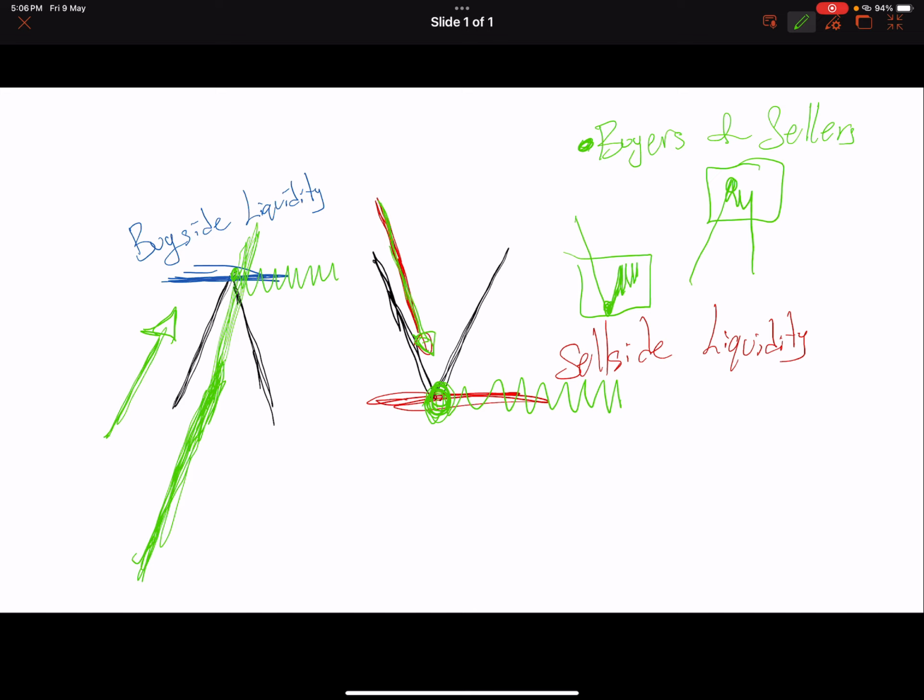Okay guys, so this is the introduction to liquidity. In the next session, I'm going to show you examples of how liquidity is formulating and how to identify liquidity in charts. Okay, this was basic information on liquidity, and so see you guys in the next session.